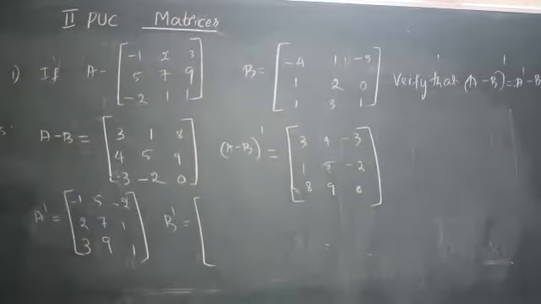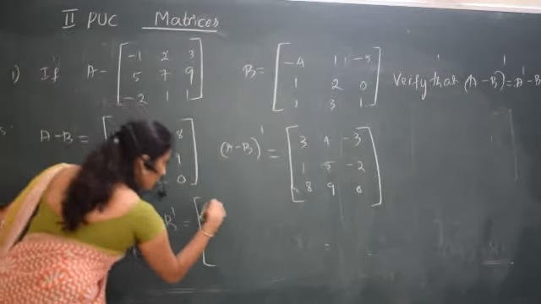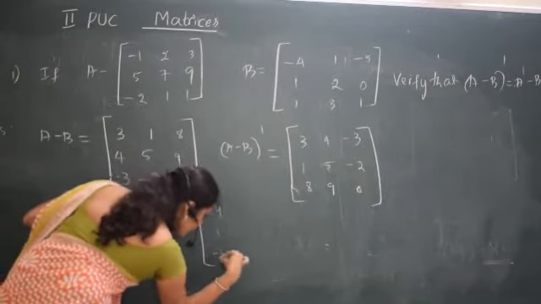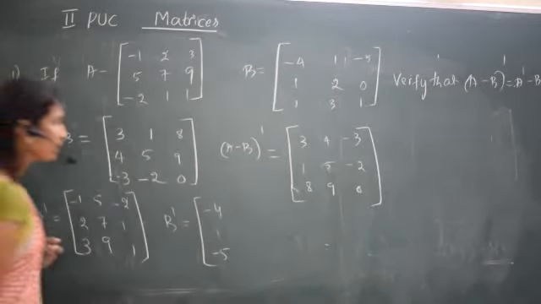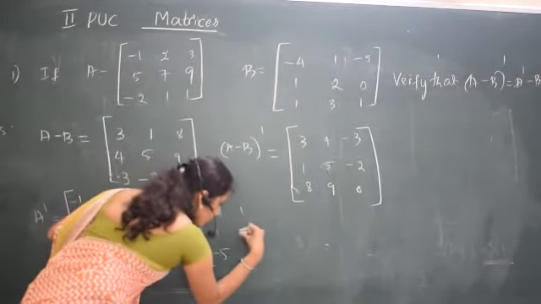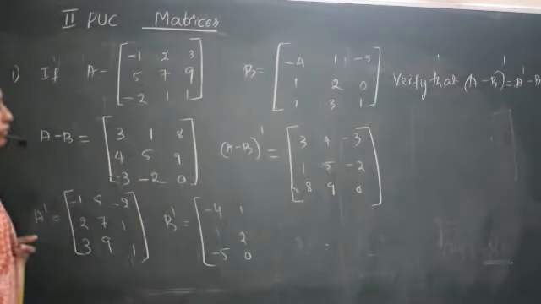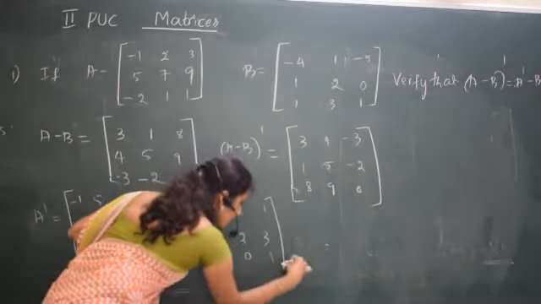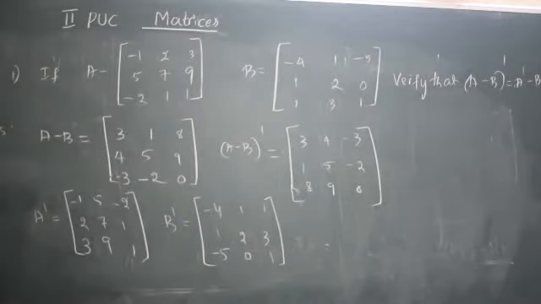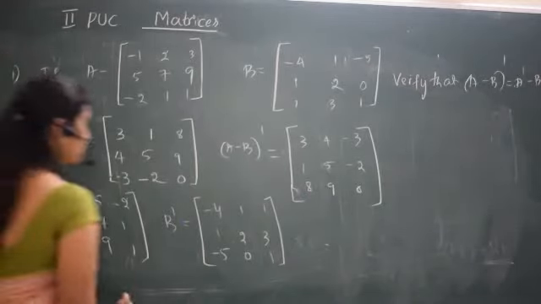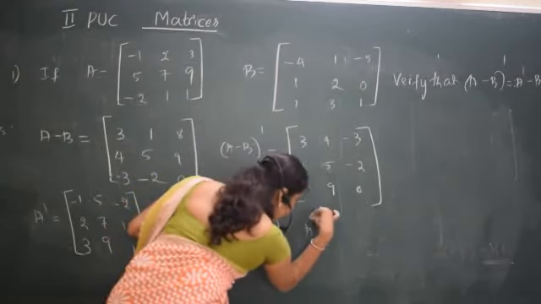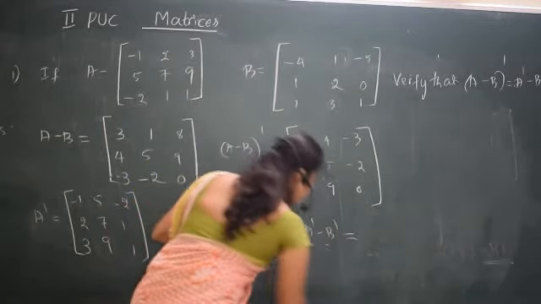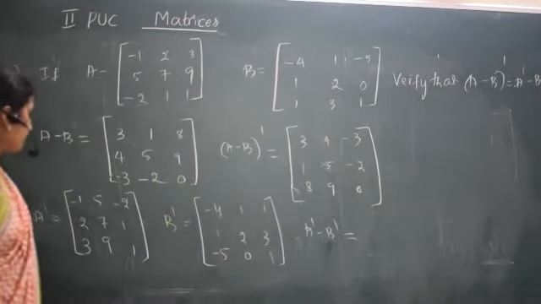B transpose will be the transpose of that: minus 4, 1, minus 5; 1, 2, 0; then 1, 3, 1. So this is B transpose. Next we have to calculate A transpose minus B transpose. So what is A transpose minus B transpose?